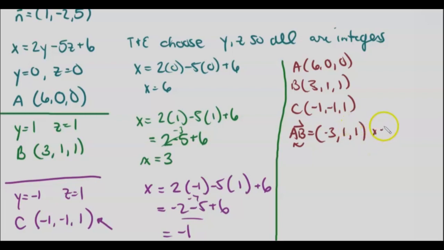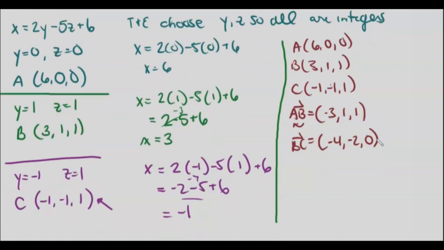I'm going to actually multiply that by negative 1. Actually, multiplying by negative 1 gives us BA. That's fine. We can leave it. Okay, let's try to find BC. So negative 1 minus 3, we get negative 4. Negative 1 minus 1, we get negative 2. And 1 minus 1, we get 0. Okay, we can leave these.